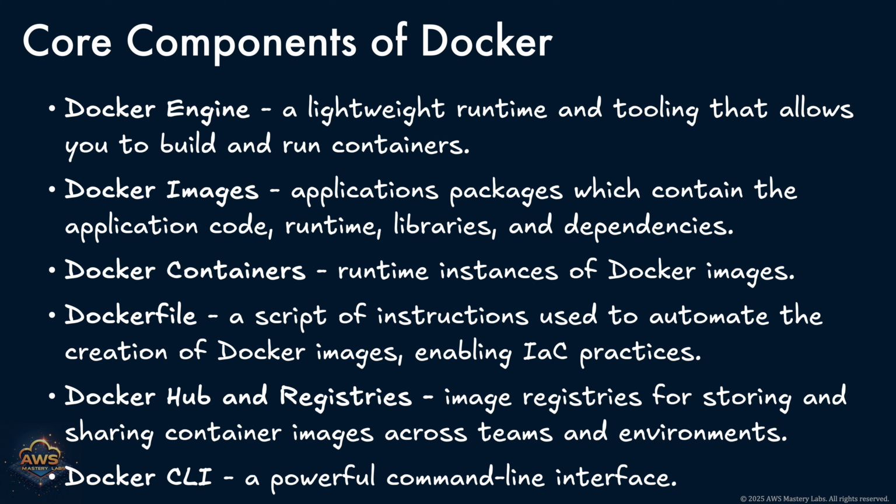The Docker command line interface lets you interact with the Docker engine to build images, start or stop containers, manage networks, and much more. For automation and integration, Docker also exposes a RESTful API, which makes it highly scriptable and compatible with CI/CD pipelines. Finally, we have Docker registries. These are centralized repositories where Docker images are stored and shared. Docker Hub is the public registry, but you can also use private registries or cloud-native options like Amazon ECR to control access and manage image versions securely.